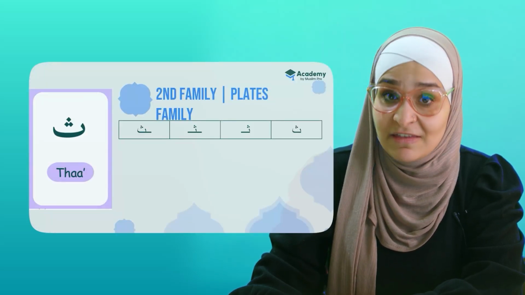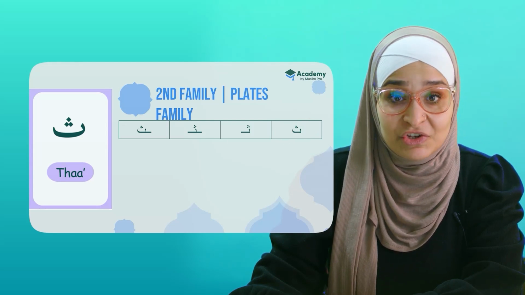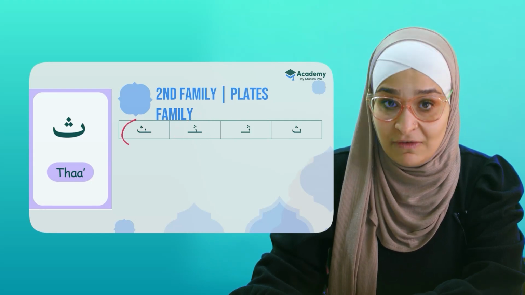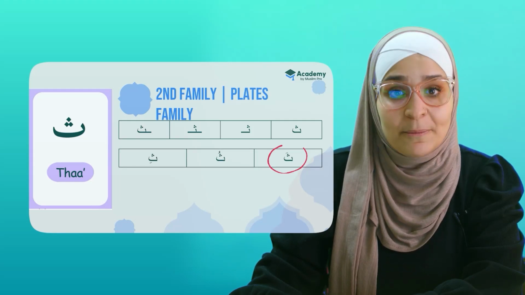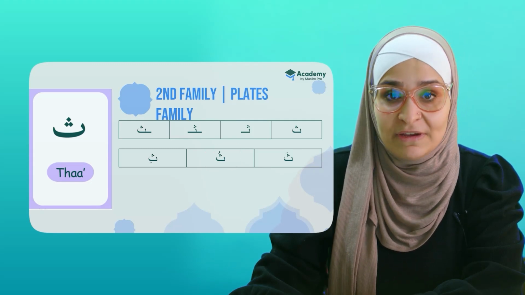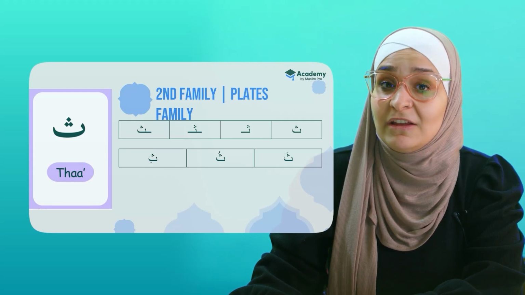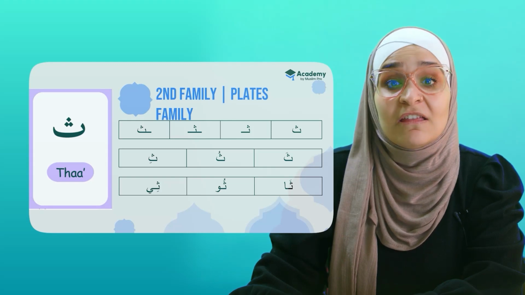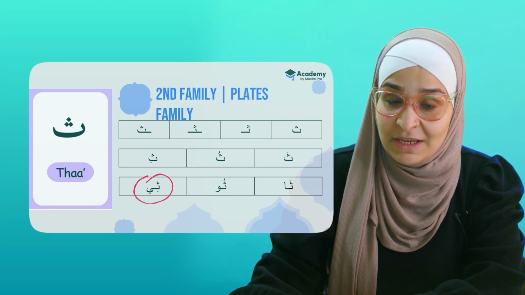Let's have some practice. So this is the tha in its 4 positions. Tha in independent, then initial, as you can see, it should be connected on the left side, then medial, then final. Now tha with short vowels. Tha with a fathah is tha. Tha with a dhammah is thu. Tha with a kasrah is thi. Now tha with long vowels. Tha with an alif is tha. Tha with a waw is thu. Tha with a ya is thi.